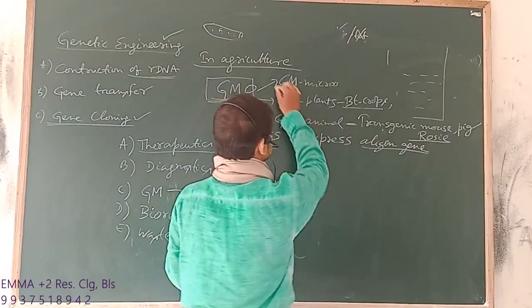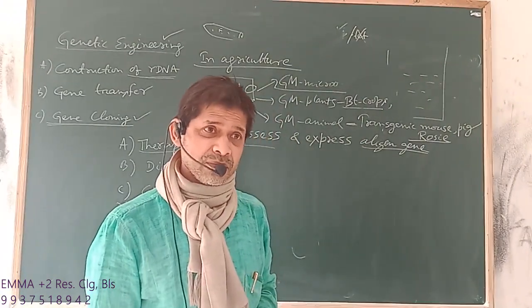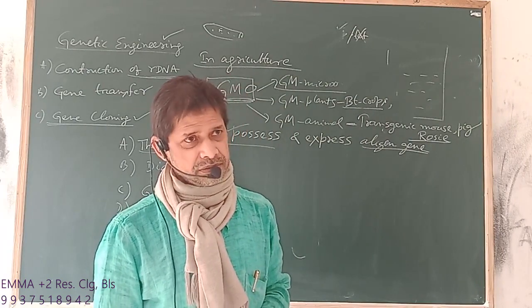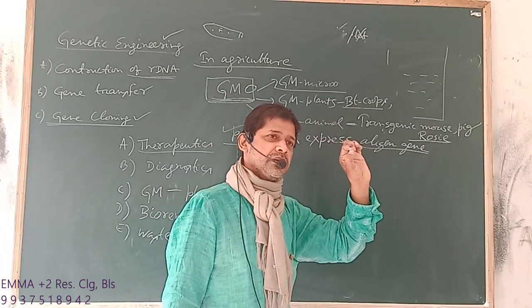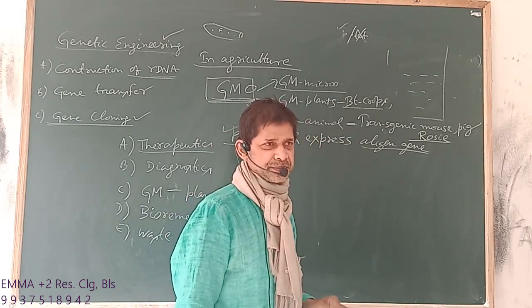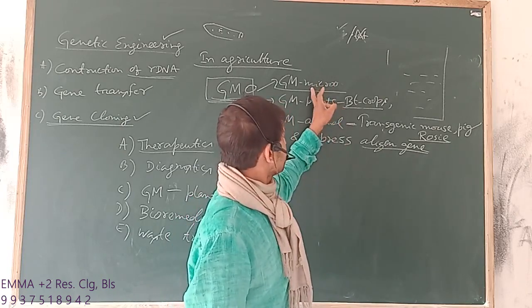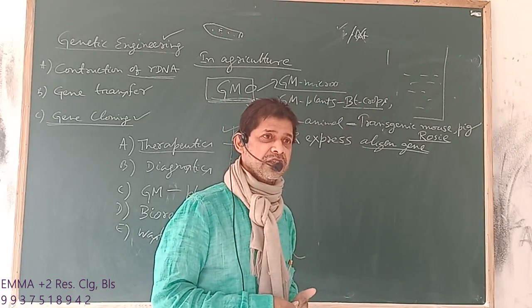Then GM microorganisms. Genetically modified microorganisms. These microorganisms contain a gene, suppose the insulin gene. After culturing these microorganisms, we can obtain human insulin.